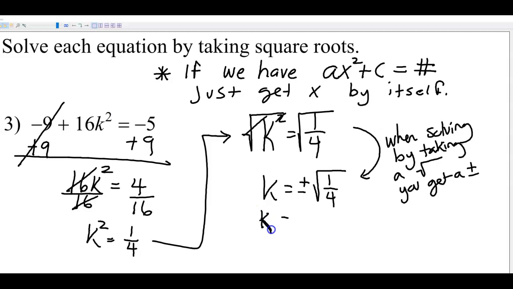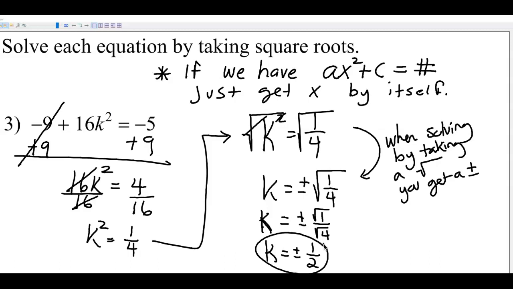Now, something else is whenever you're taking the square root of a fraction, that was your question there, Angel. How do you take the square root of a fraction? Well, you take the square root of the top and the bottom separately. That's it. So, what is the square root of 1? And what's the square root of 4? 2. And there's my answer. So the answer is plus and minus a half.